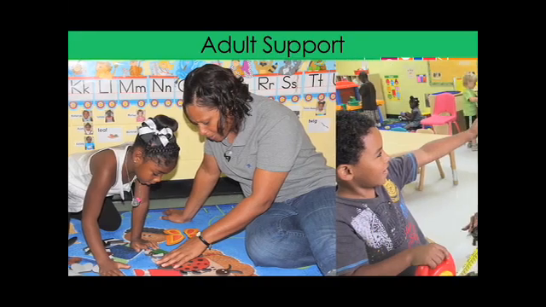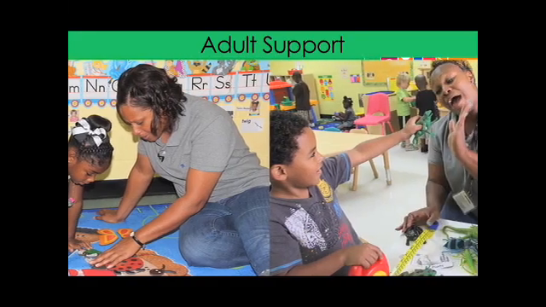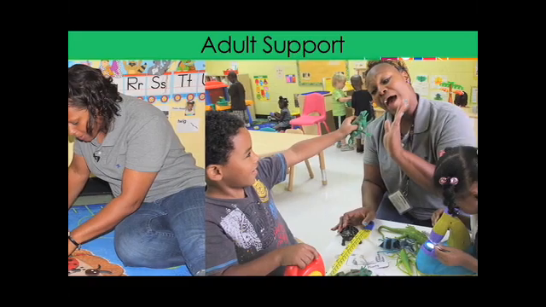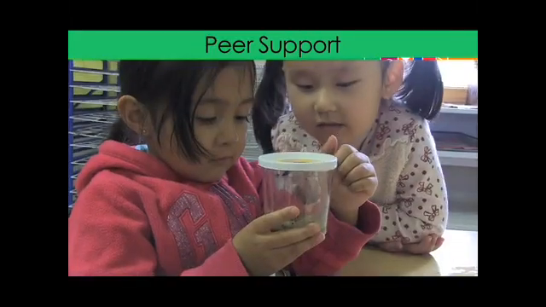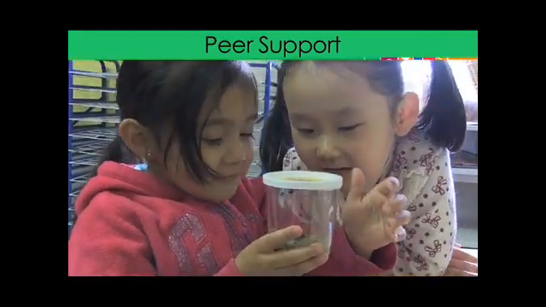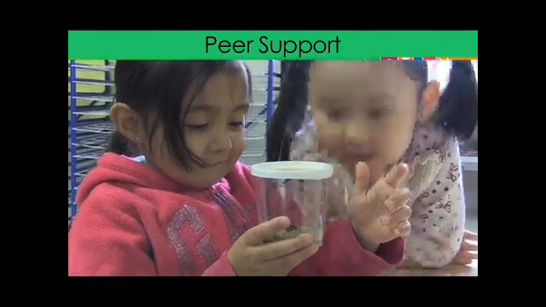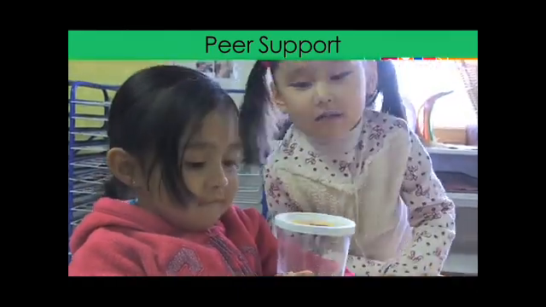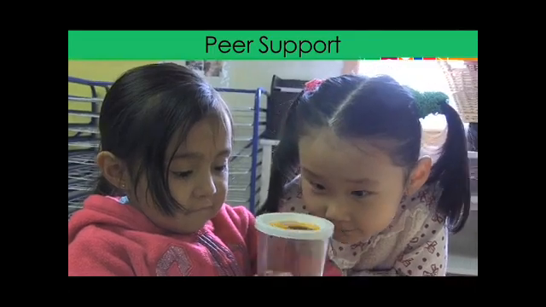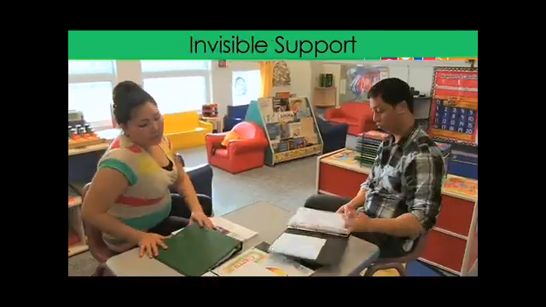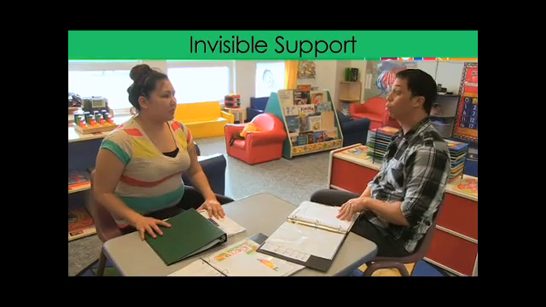Adult support is another type of curriculum modification. Adults join in, they model, and they encourage. And so do peers. Peer support means that other children model and encourage participation. Finally, there are modifications called invisible support.